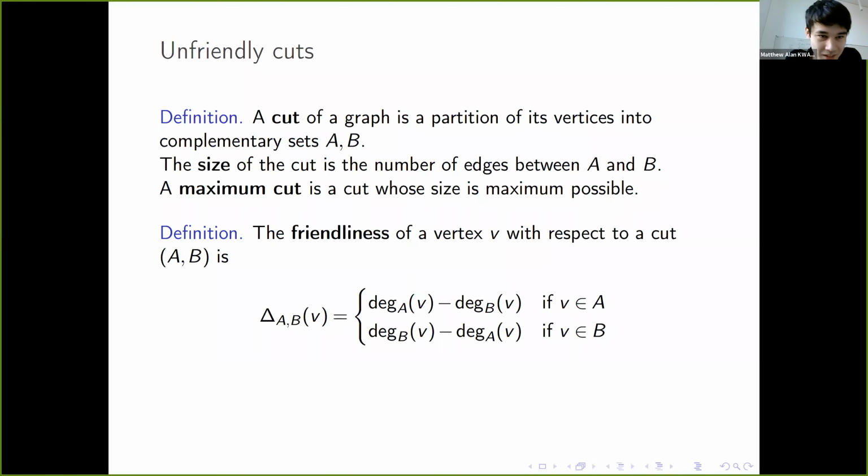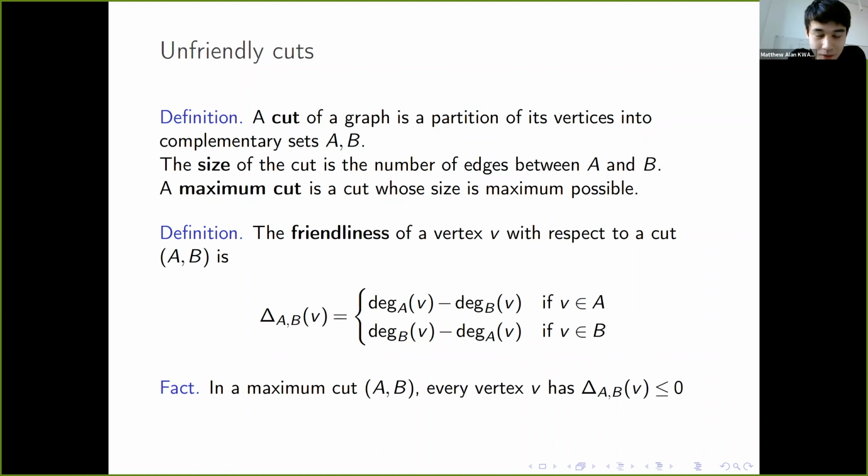Here's another definition that's not quite as standard, or at least this name is maybe not quite so standard. Let me say that the friendliness of a vertex with respect to a cut is its number of neighbors in its own side minus the number of neighbors in the opposite side. So it's the number of friends it's connected to minus its number of enemies. If v is in part A, it's the degree into A minus the degree into B, and vice versa if it's in the opposite part.